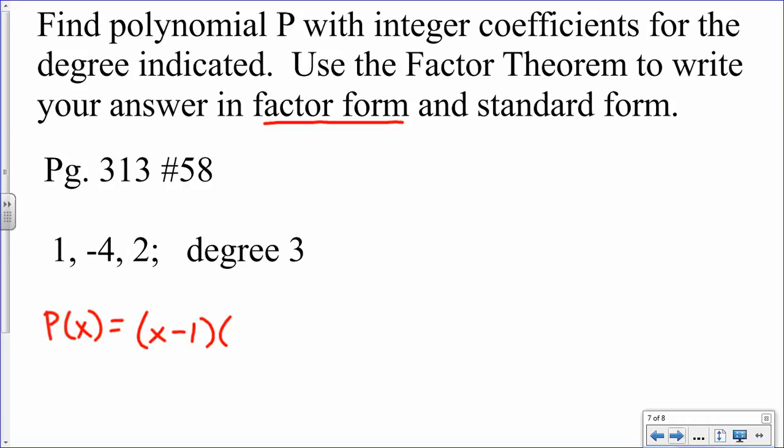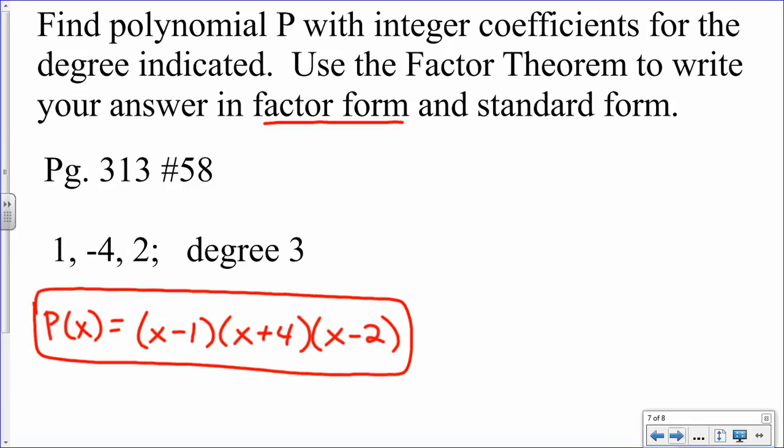Okay, and then if my zero is negative 4, my factor should be x plus 4. And then if my zero is 2, my factor should be x minus 2. Okay, that's factor form. Standard form, this means you need to multiply that out.